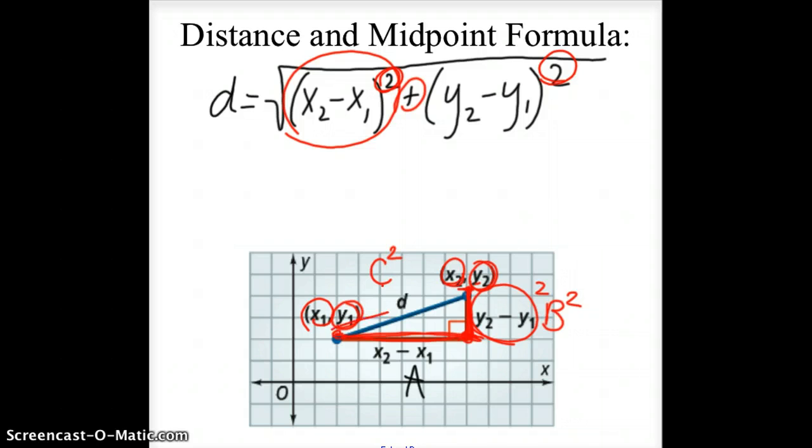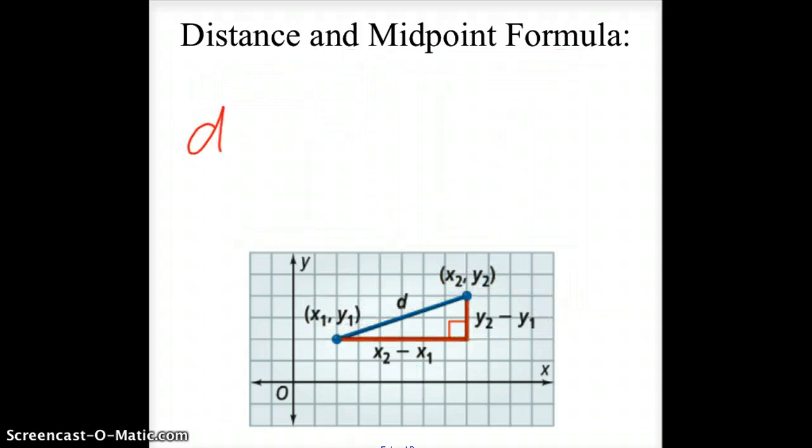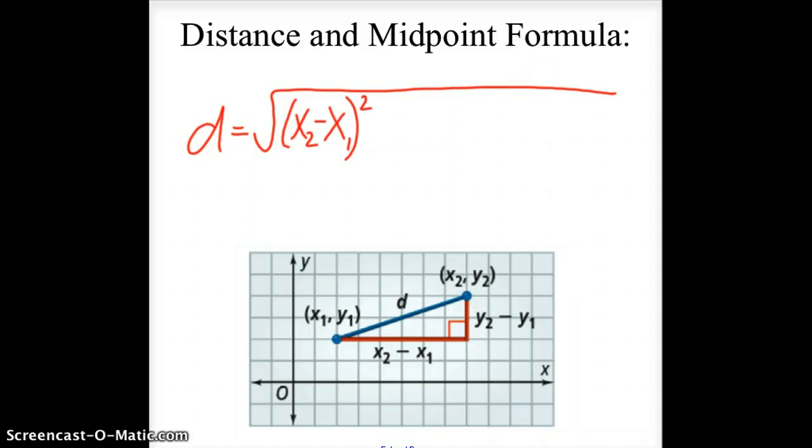But this distance, which is our c, we don't want to be squared, so to unsquare it, we have to do the square root of all of this. Okay, so giving us our final formula again, distance equals square root of the x's subtracted and the y's subtracted. Both of those are squared, added together, and then we find the square root of that final number.